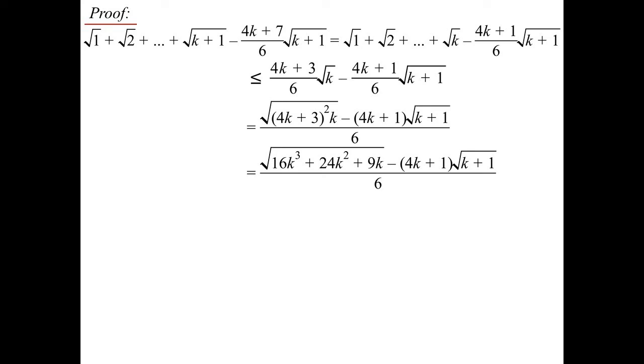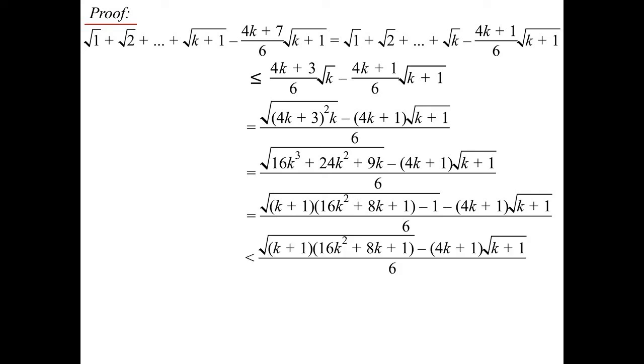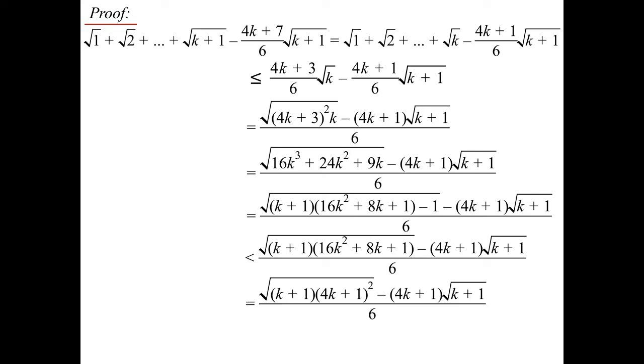Remember, I'm trying to get k plus 1 there, so I'll divide that by k plus 1. And I get 16k squared plus 8k plus 1, but I got this remainder of minus 1. However, we're playing with an inequation here, not an equation. So I can get rid of that minus 1, because this line here clearly has to be less than the line underneath, because it's the same thing except minus 1. So it has to be less than that line. Now I can pull out the root k plus 1 that I wanted in common over here.